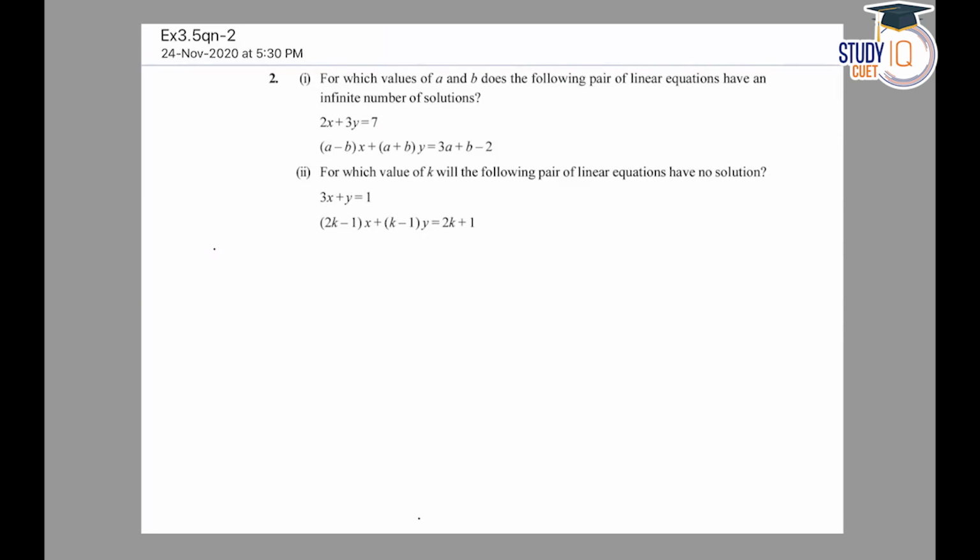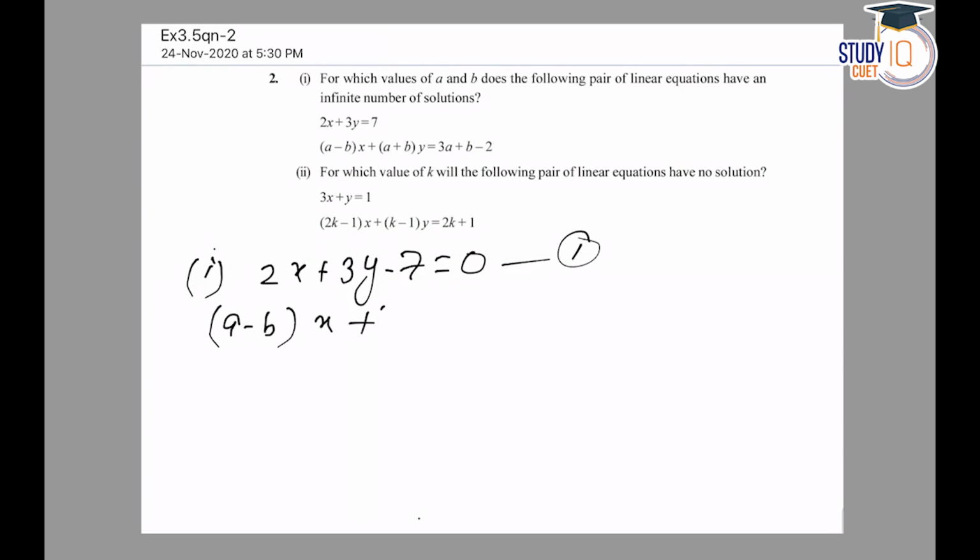The question is, for which values of a and b does the following pair of linear equations have an infinite number of solutions? So, for the first part, for an infinite number of solutions, the first equation is 2x plus 3y minus 7 equals 0, and the second equation is (a minus b)x plus (a plus b)y equals 3a plus b minus 2. That is equation 2.